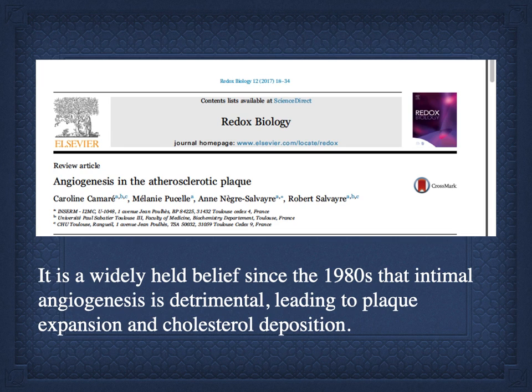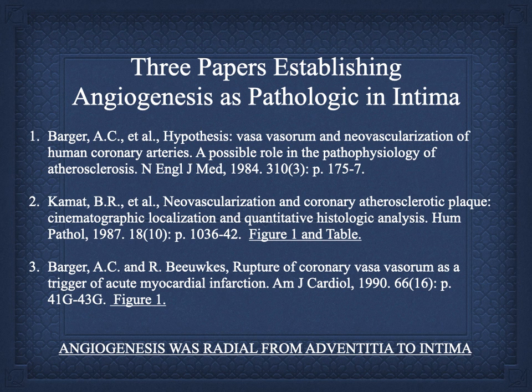And this is a review as of 2017, which still held this view. Every drawing we had seen up until this point showed axial movement of the blood vessels. They went from adventitia through the media to the intima, and this isn't what we were seeing. So we went back. Where did this concept of radial or axial blood supply come from? It started with the Berger paper in the New England Journal of Medicine in 1984.